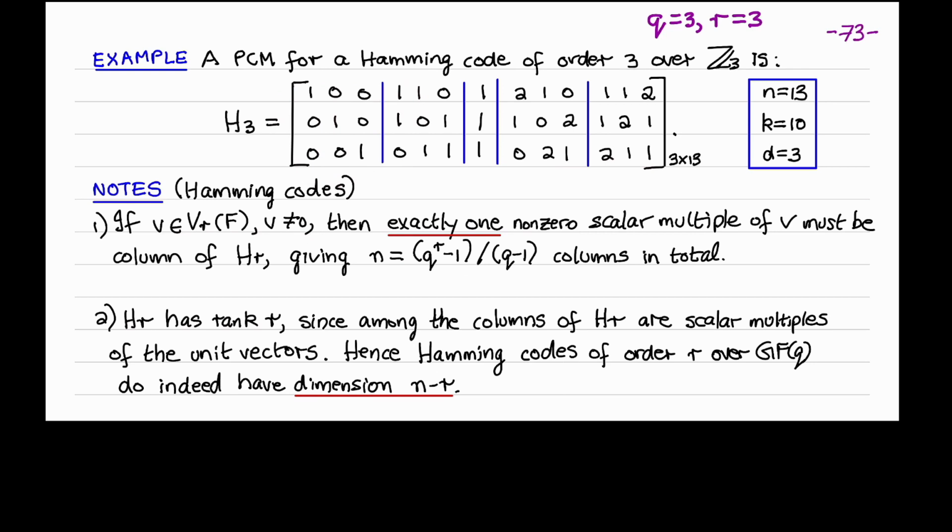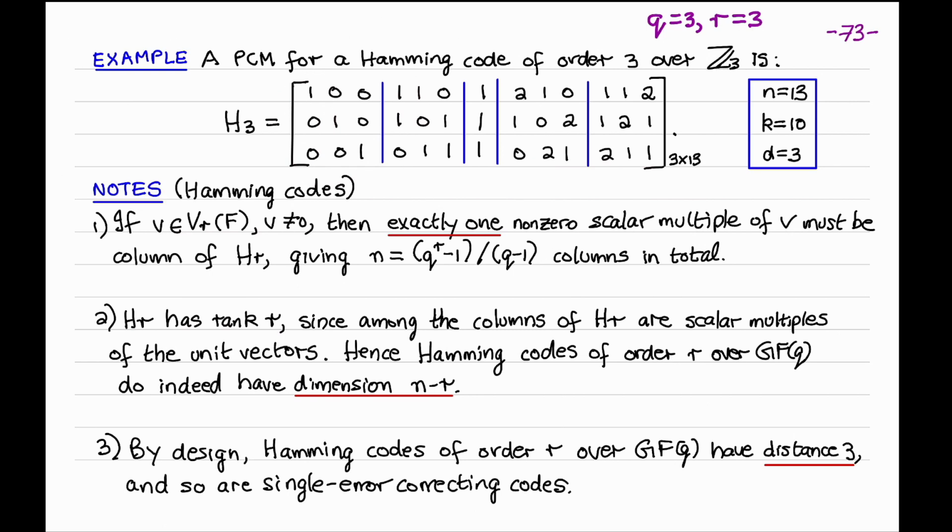Secondly, the matrix H_r has rank r. And that's because among the columns of H_r are scalar multiples of the unit vectors. In the example, we had the 3 unit vectors as the first 3 columns of H_r. In general, we could have had any of these columns or non-zero scalar multiples of them in a PCM for the Hamming code. So this confirms that a Hamming code of order r over G of q indeed has dimension n minus r.